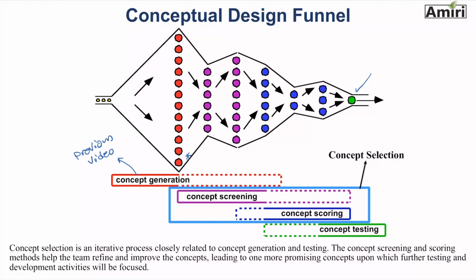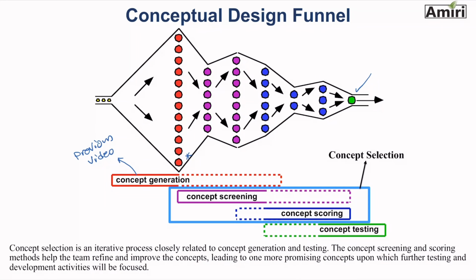So this blue border that we see here is the concept selection phase of the project. That's what we are trying to do in this step. The concept selection in its own right is a two-stage process and involves concept screening and concept scoring. Each of them is supported by a decision matrix that we will talk about.